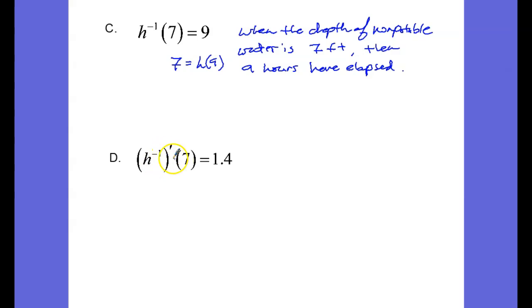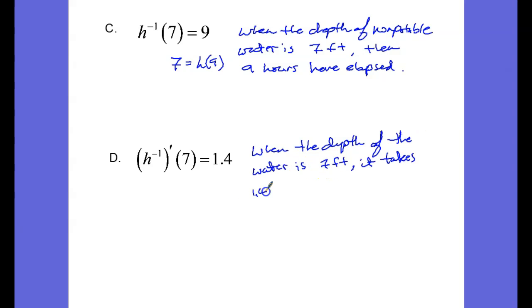H inverse prime of 7 equals 1.4. And so this is going to give us the amount of time required for 1 unit rate of change. So when the depth of the water is 7 feet, it takes 1.4 hours for the depth to increase 1 more foot.